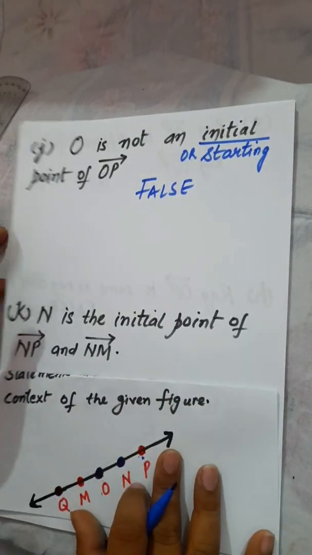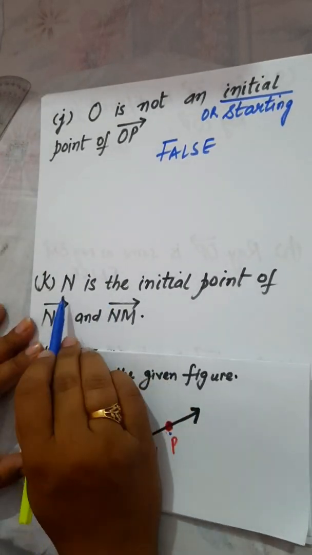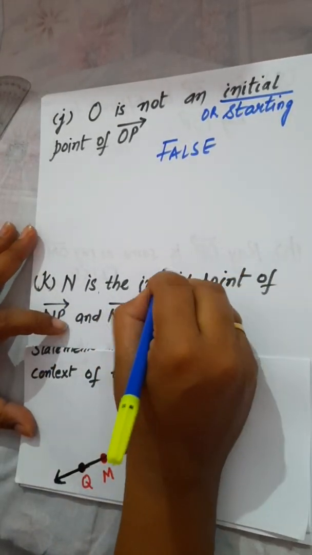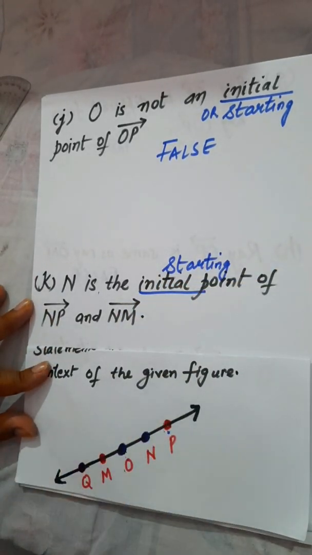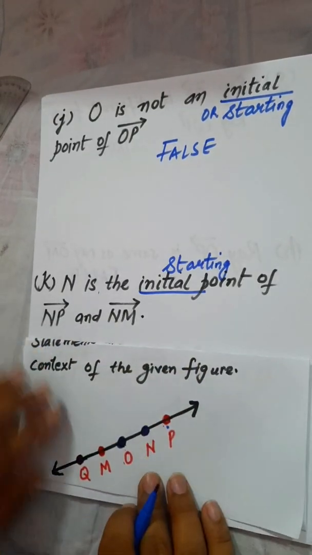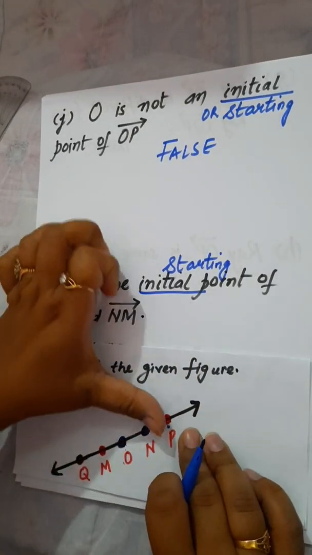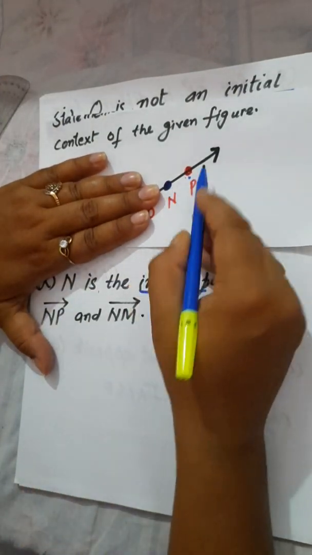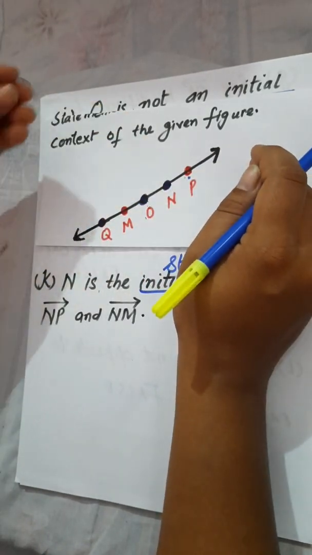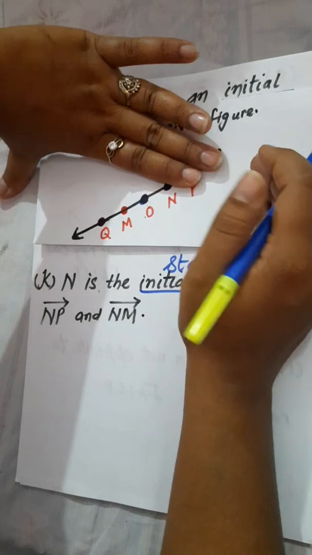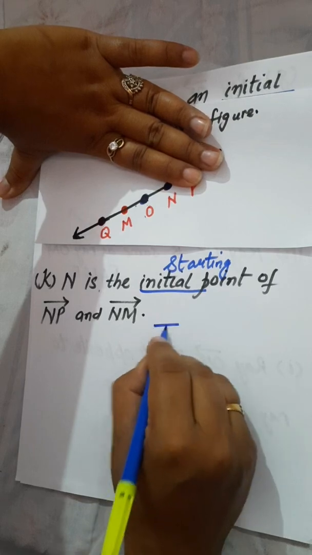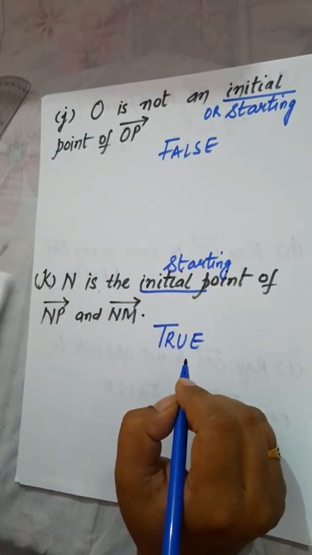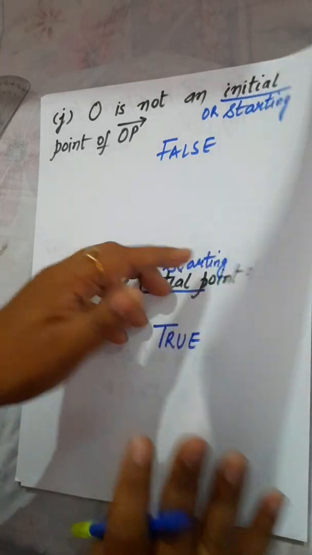The next we have K part. K part is: N is the initial point of NP and NM. As I told you earlier, initial means starting point. Whenever you start something, you initiate, that is the initial point. Here we have N is the initial point of NP, this is the starting point, and N is the initial point of NM. When you look at it like this, N is the initial point of NM also. So this is your true statement. So this is all with question number 6.